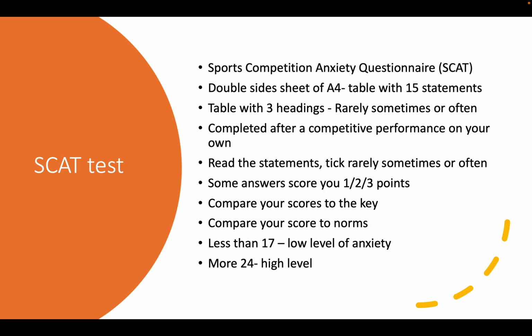Some of these answers will score you 1, 2, or 3 points on the table on the back. You then compare your scores to the key, and this gives us a chance to then compare our score to the table of norms. If your score is less than 17, you've got a low level of anxiety. If your score is between 17 and 24, you've got an average level of anxiety, and if your score is more than 24, you've got what's known as a high level of anxiety.